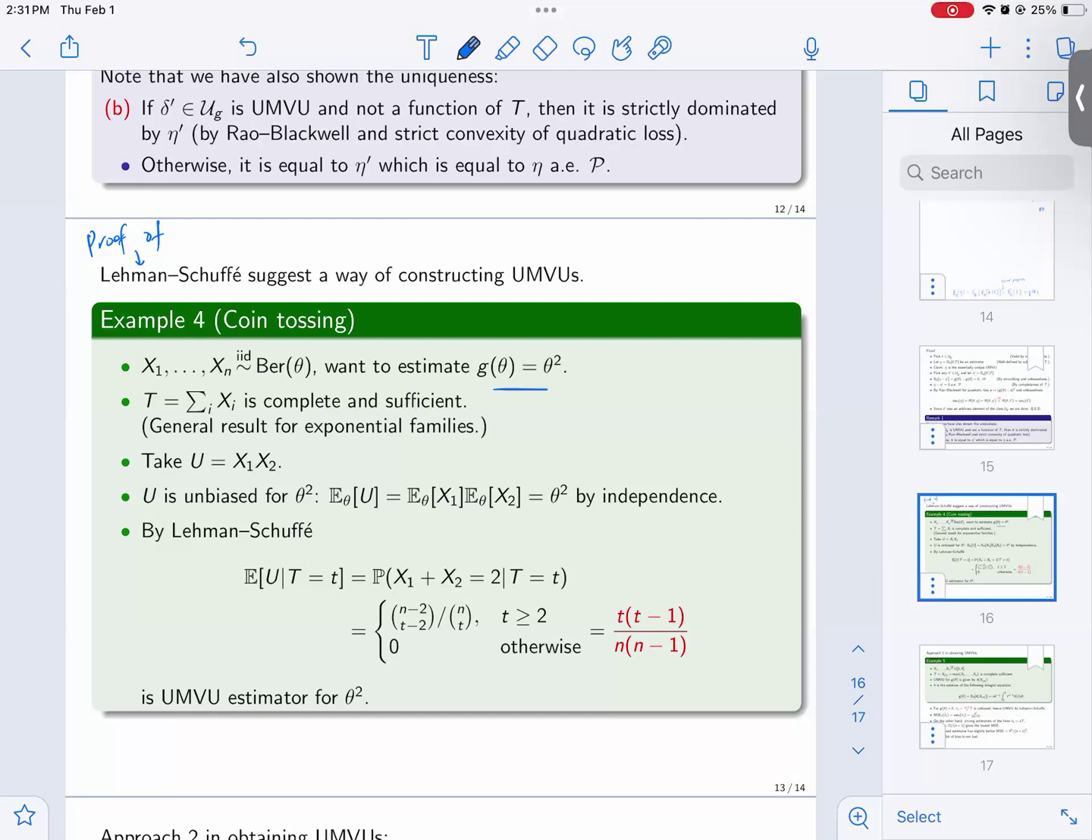So the summation of the X_i is complete and sufficient. This follows from a general result for exponential families, which we'll talk about later. The fact that it's sufficient we have already seen; minimal sufficiency you can also prove, and completeness is a consequence of that general result. So let's assume that. Then I need to find an unbiased estimator. And this particular one is an unbiased estimator: X1 times X2. So why is that an unbiased estimator of theta squared?